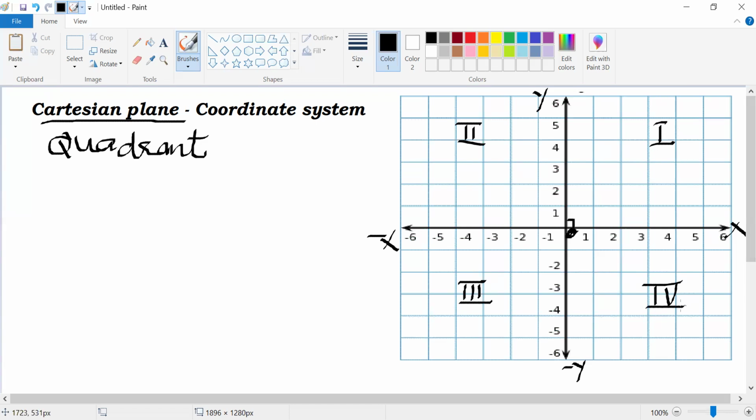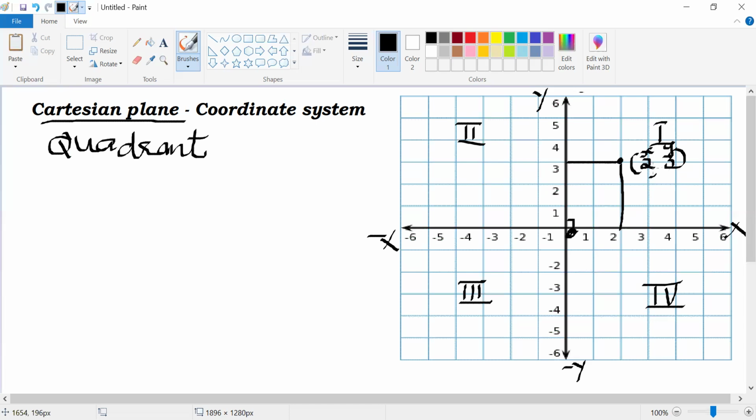Now, suppose we have to locate any point. For example, suppose I have to locate this point. What are its coordinates? It is 2 units from the y-axis, and this is 3. So the coordinates are 2, 3. We always write the x coordinate first. This is x, this is y.